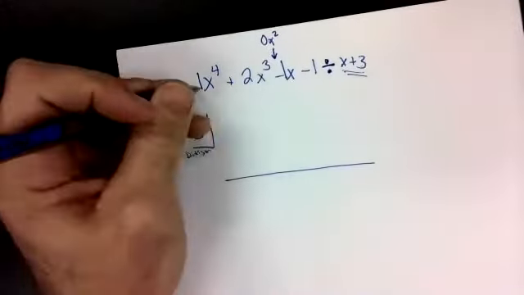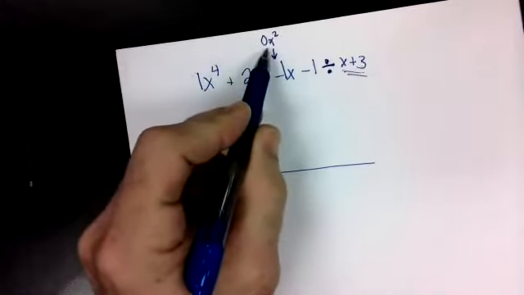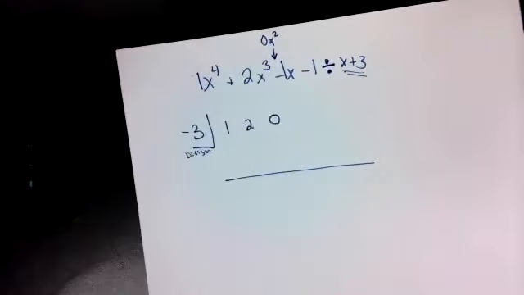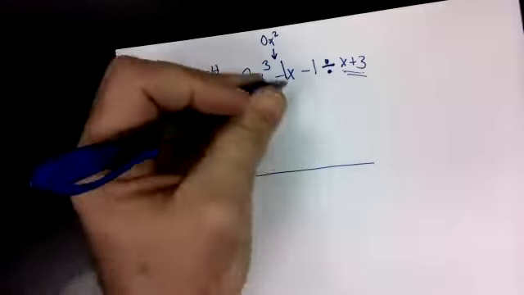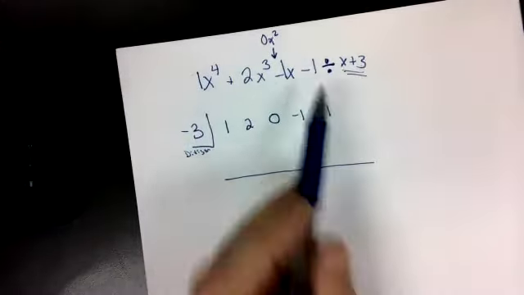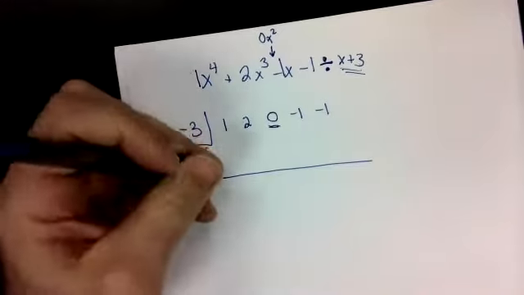So when we put our coefficients in, we put in the 1, we put in the 2, but because there is not an x squared present in the original problem, we put a 0 in there for the x squared term. Then we put in our negative 1, and then our other negative 1, for the x term and then for the constant. Again, any term that's missing, make sure to put a 0 in as a placeholder. From there, the math is exactly the same.